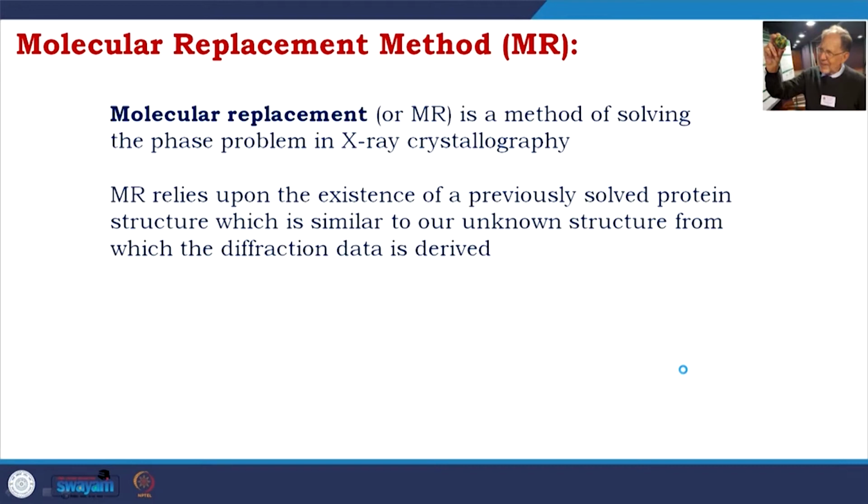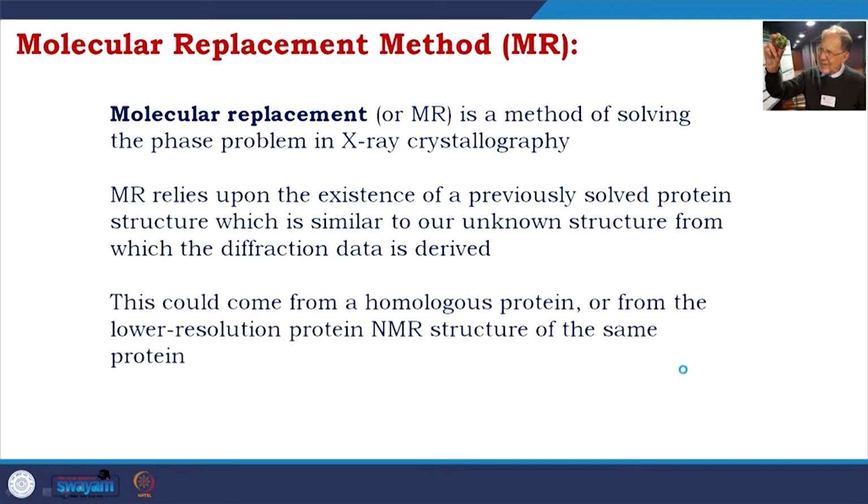This process was developed by Michael Rossmann. So, MR relies upon the existence of a previously solved protein structure, which is similar to our unknown structure from which the diffraction data is derived. This could come from a homologous protein which has similar properties to the protein you are working on, or from a lower resolution protein NMR structure of the same protein.